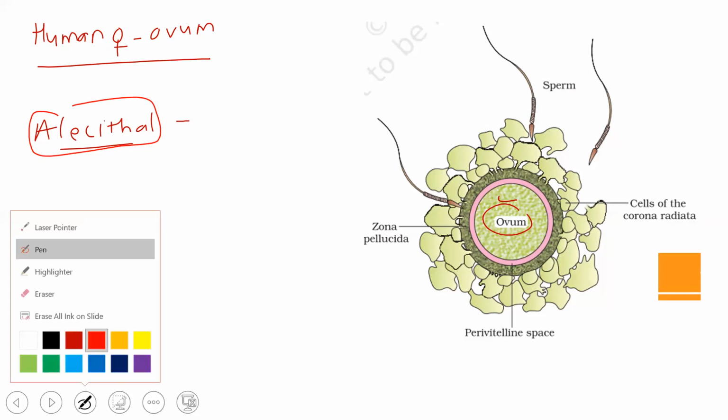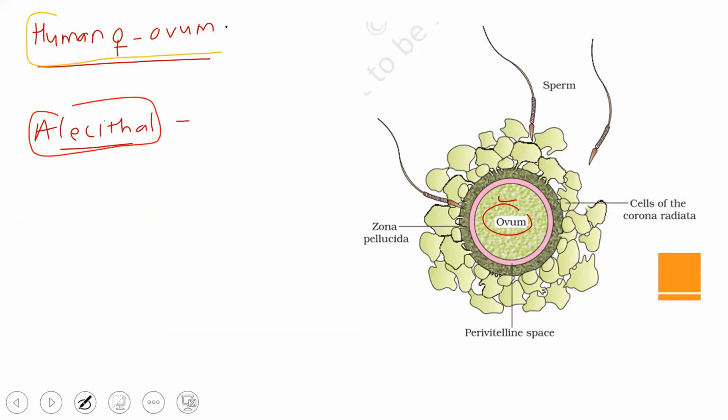We'll cover the human ovum. As you can see over here, the human ovum has been shown. Now the human ovum is alecithal, that means it is devoid of any yolk, which is normally there in the eggs of birds, reptiles and amphibians. There is no yolk in the human case because there is the umbilical cord and placenta through which there is direct contact between the mother's womb and the developing embryo.